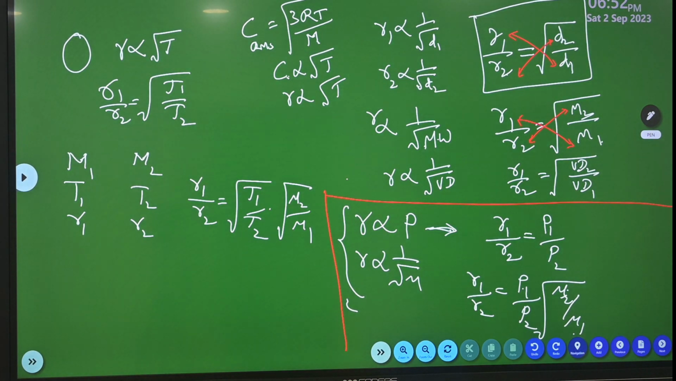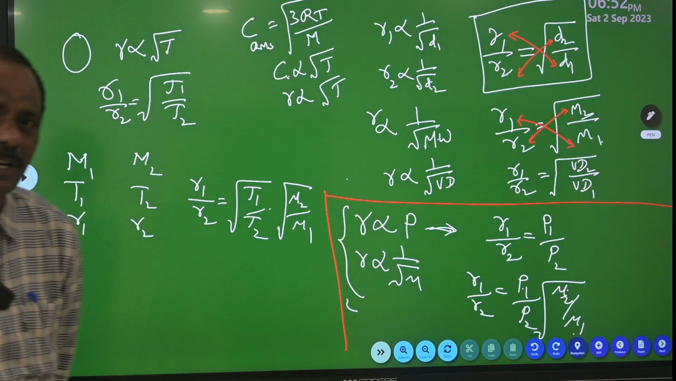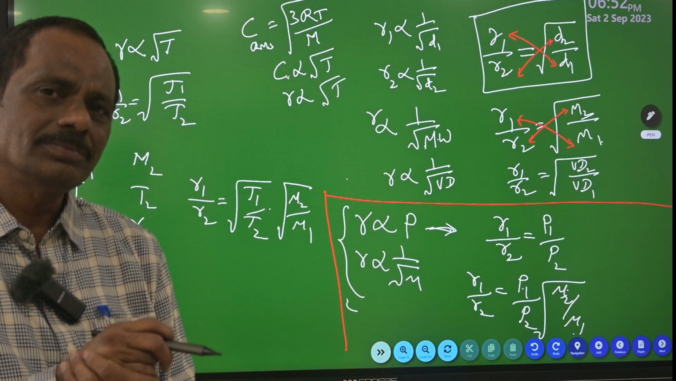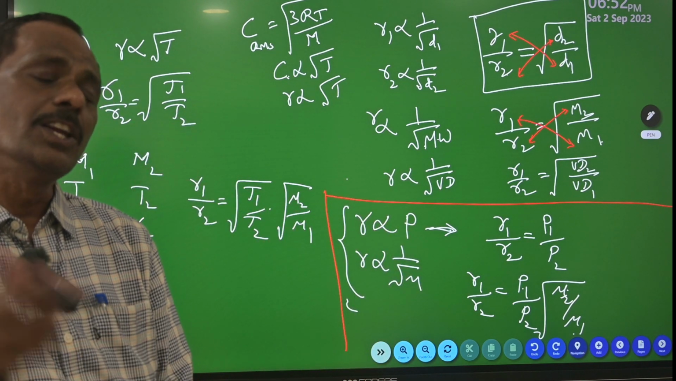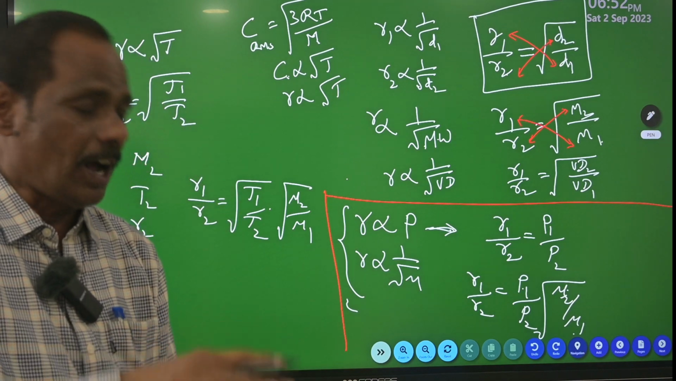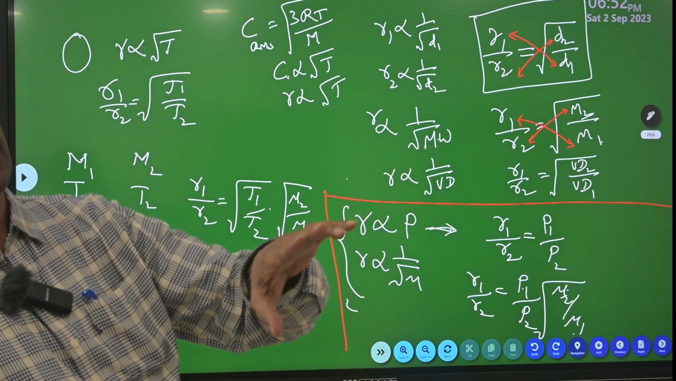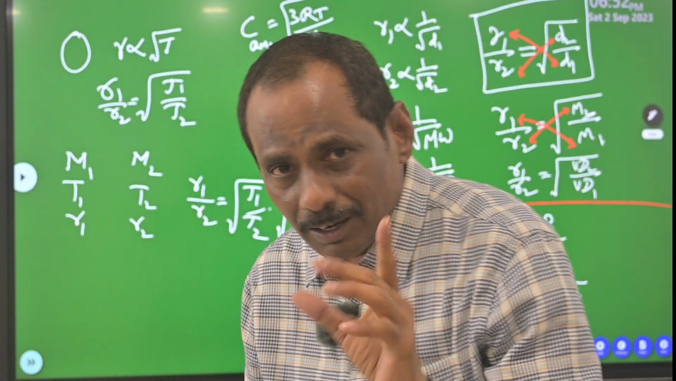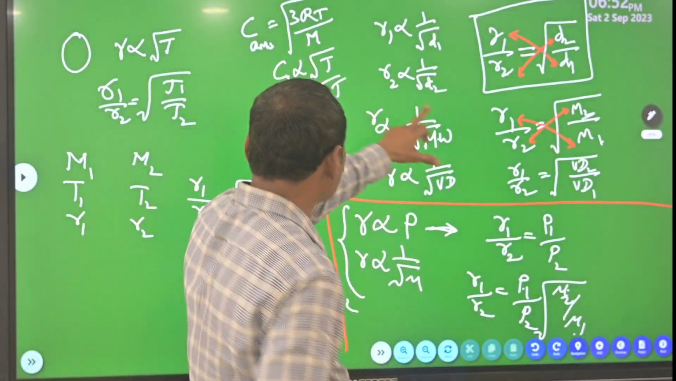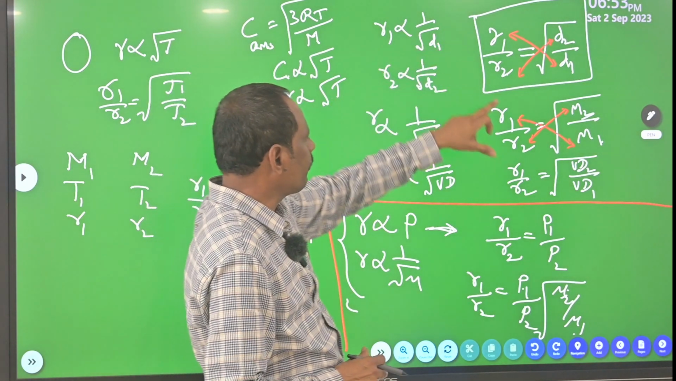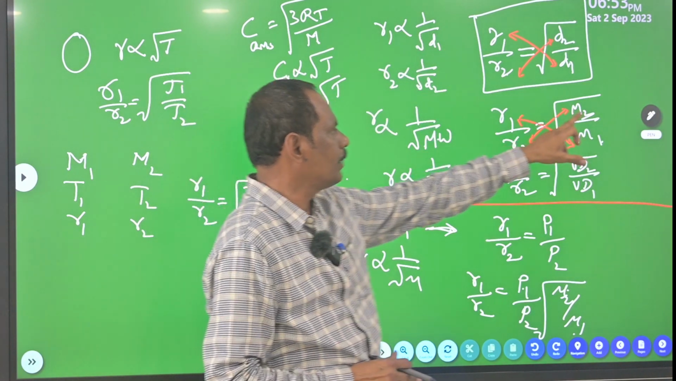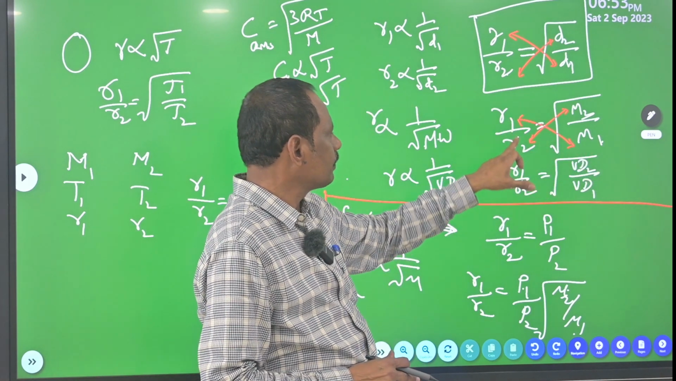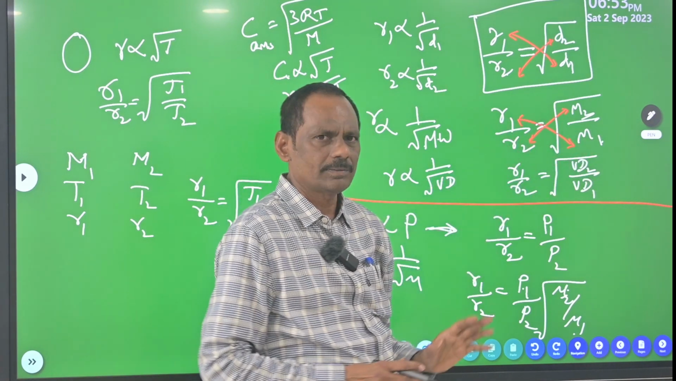This is the fifth form of Graham's law. Then coming to the sixth form, if two different gases are taken at two different pressures and two different temperatures. Friends, in the first case, we compare the rate of diffusion of two gases at the same temperature and pressure. At the same temperature and pressure, R1 by R2 is equal to root of M2 by M1.